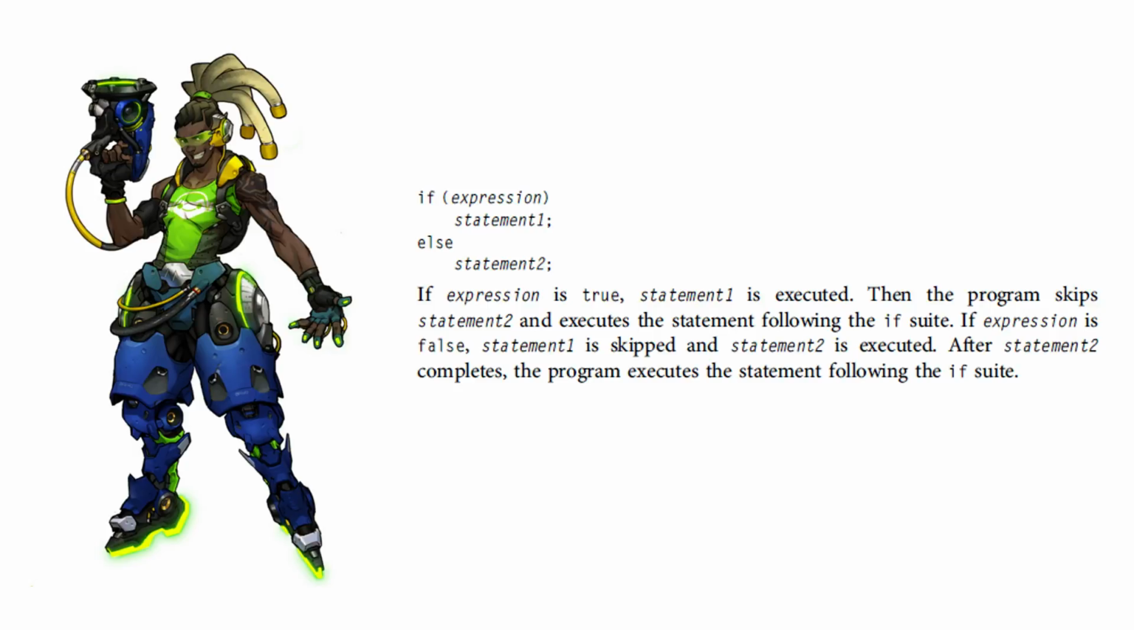If this thing is false, it will not run statement one. It will actually jump down to statement two. It's kind of like English. If the player leveled up, then do this kind of thing. Give him a talent point. Else, just give him experience like normal.